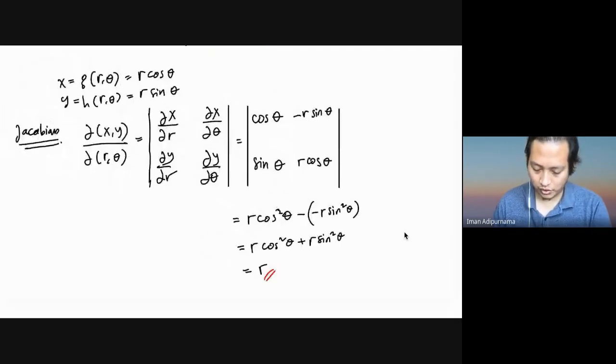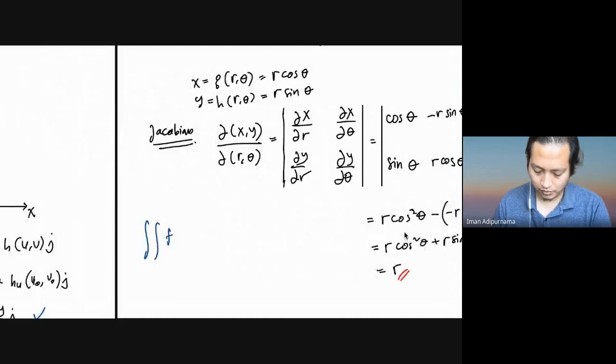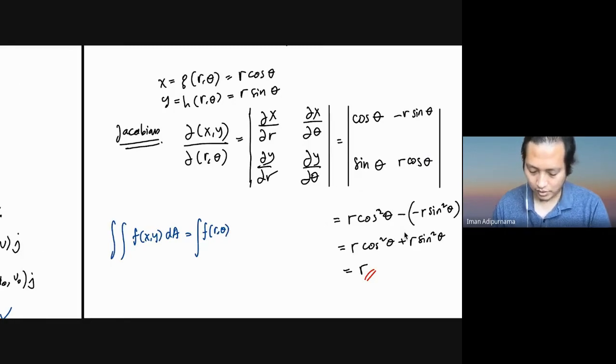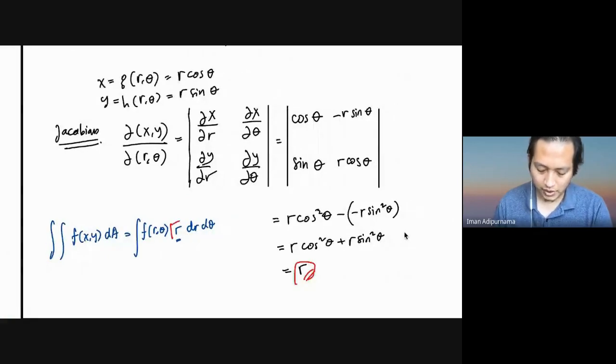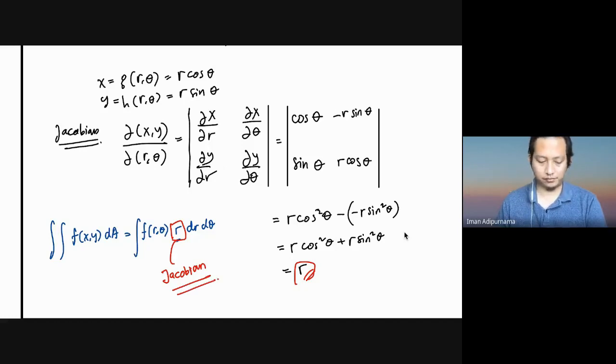Okay, and what is this r? This r is actually your, so you have a double integral. Let's say that's r theta. You need to write r here, right? So this r is the same. So this is actually the Jacobian. That's the Jacobian transformations.